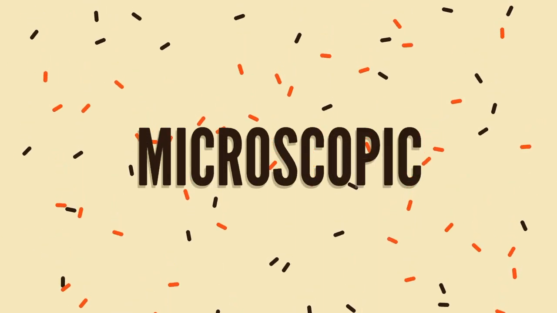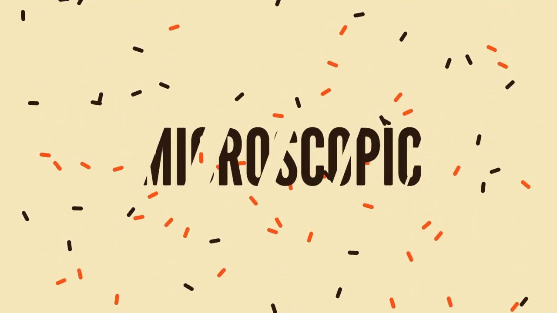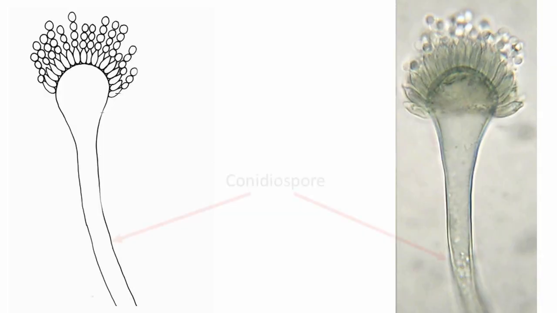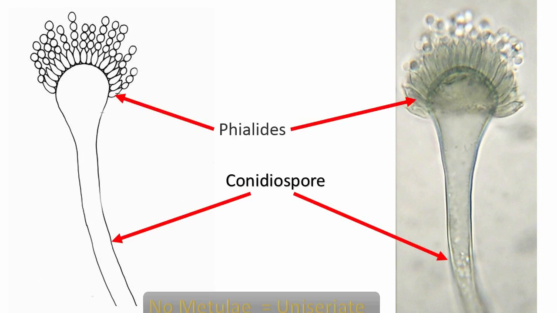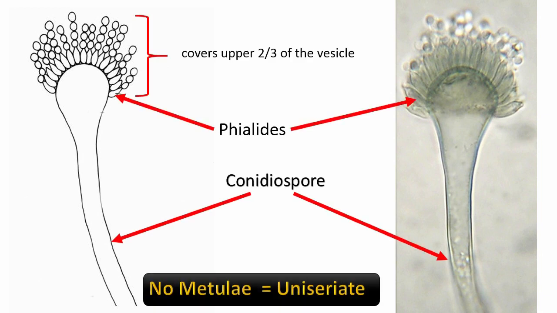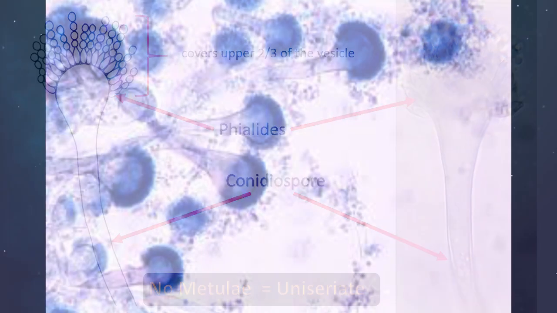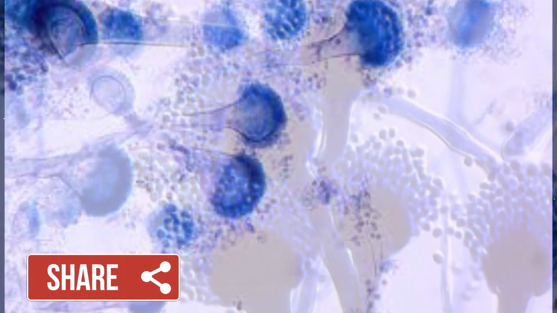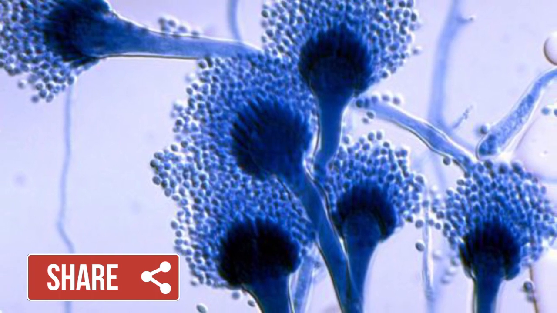Microscopic characteristics. Hyphae are septate with dichotomous branching. Conidiospores are short and smooth. Phialides are uniseriate, usually covering only the upper two-thirds of the vesicle. Also, phialides are parallel to the axis of the conidiophore. They expand terminally to form flask-shaped vesicles that are 20 to 30 micrometers in diameter.